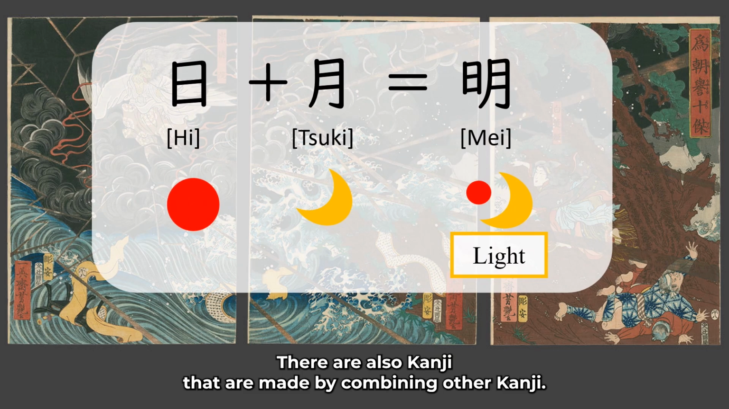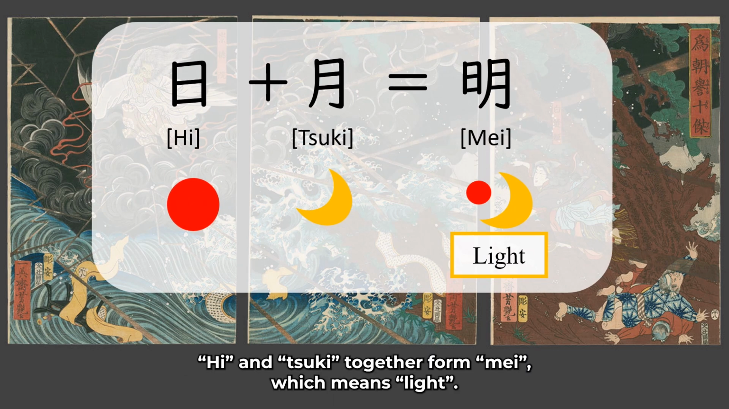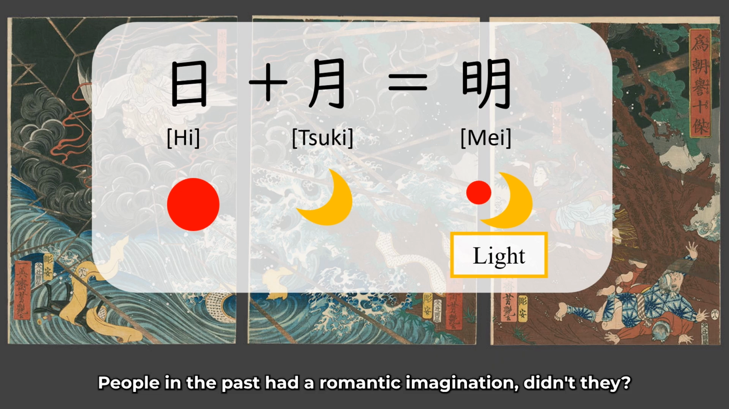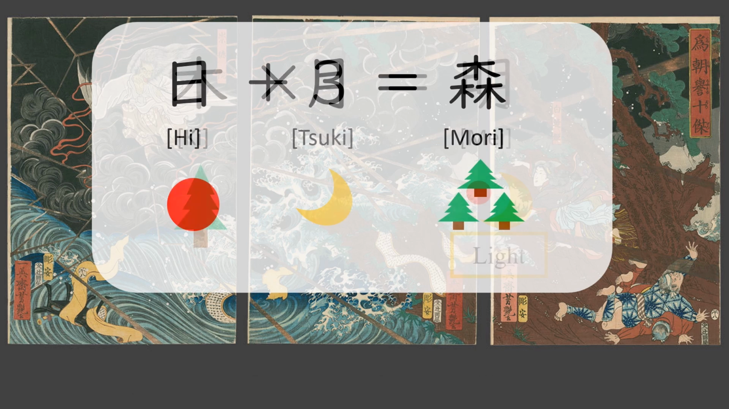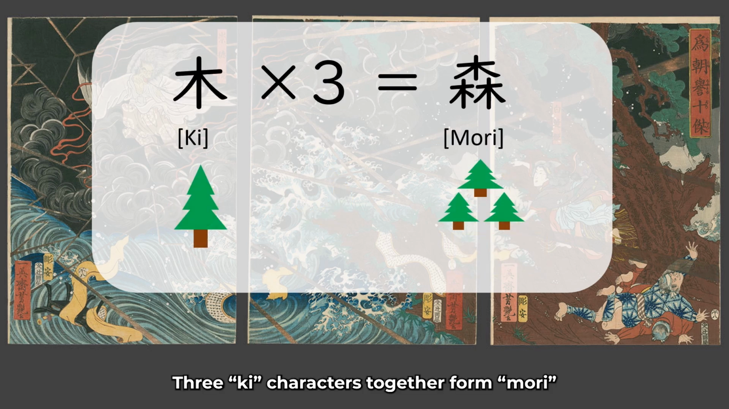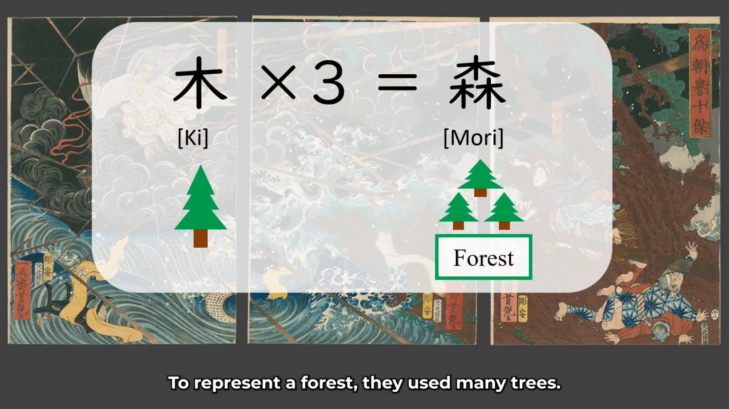There are also kanji that are made by combining other kanji. Hi and tsuki together form mei, which means light. People in the past had a romantic imagination, didn't they? Three ki characters together form mori, that means forest. To represent a forest, they used many trees.